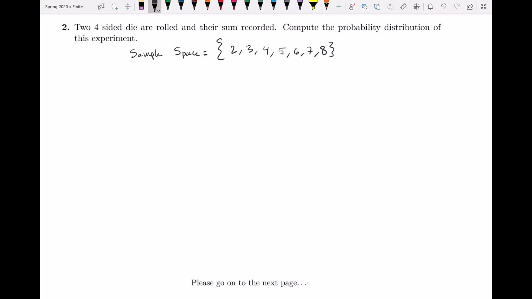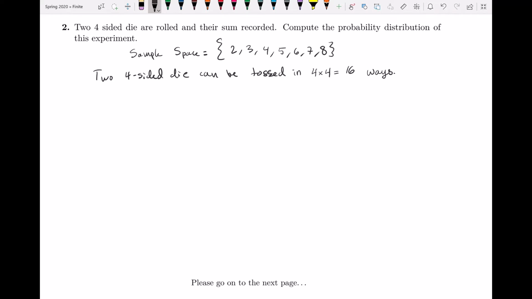Now, in general, two 4-sided dice can be tossed in, well, there are 4 options for the first die and 4 options for the second die. So 4 times 4, that's 16 ways. So 16 is generally going to be the denominator when we're computing our probabilities.